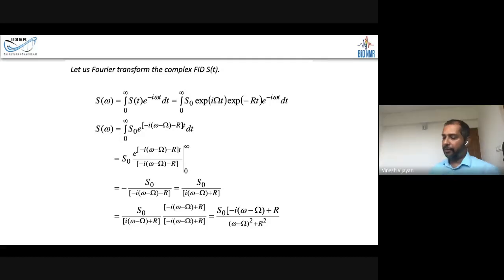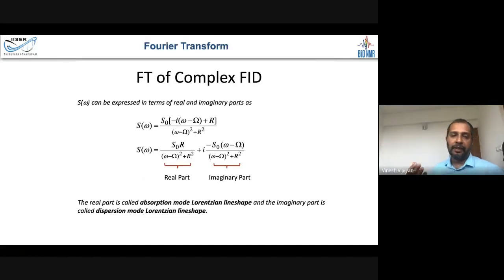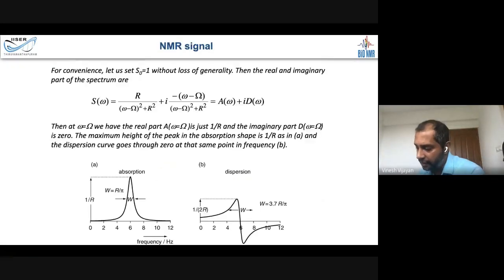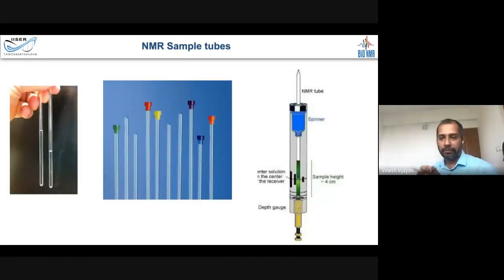Okay, and the Fourier transform, I don't want to go into the mathematics. You will get a Lorentzian signal, an absorption signal. You have an imaginary part, which again Bharat has discussed. Now we come to the NMR.